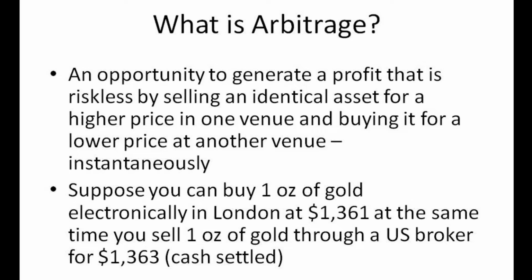So our example that we've got here is, suppose you can buy 1 ounce of gold electronically in London at $1,361. At the same time, you can sell 1 ounce of gold through a US broker at $1,363. If you can do that, you should theoretically be making a risk-free profit. So that is what we're talking about when we're talking about arbitrage.